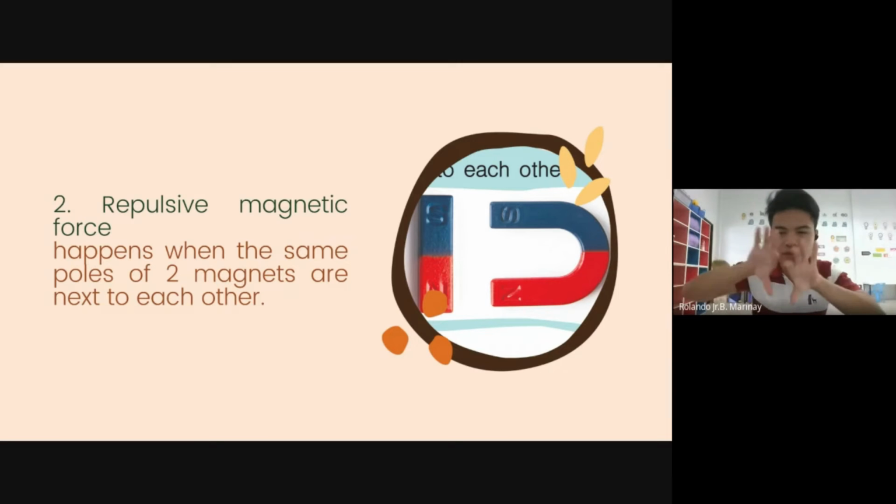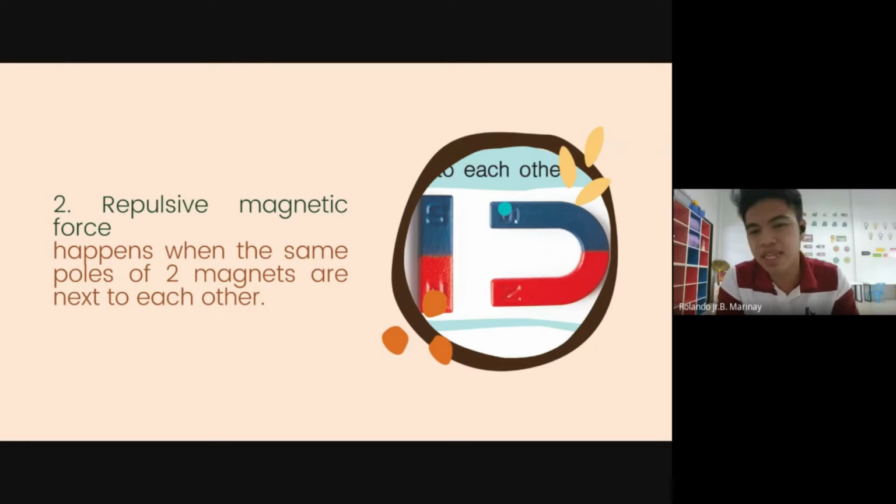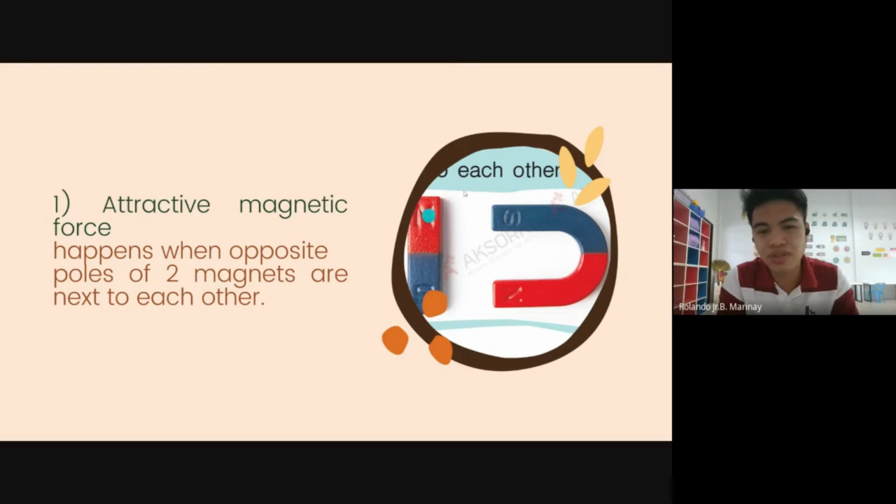That means they will move away from each other. For example, here we have the south and the south, so it will repel. The first one, the north and south, and then south and north, will attract each other. Can you say it with me? Say attract.